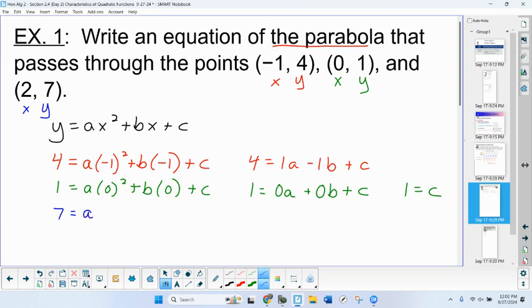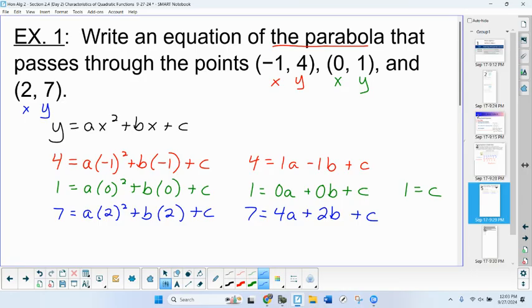7. Okay. A times X squared. So what's X? 2 squared plus B times 2 plus C. So that's 7 equals, what's 2 squared? So I have 4A plus what? 2B plus C. So I have 3 equations with 3 unknowns, kind of.